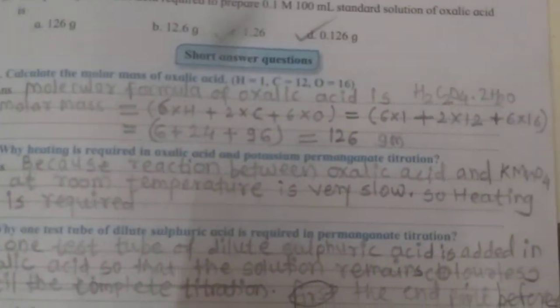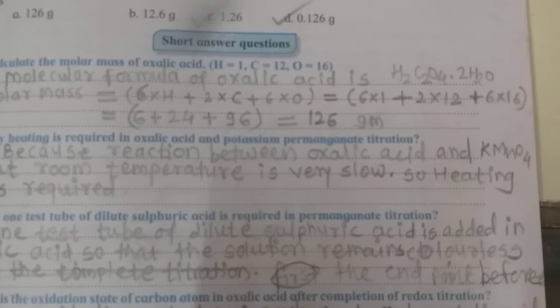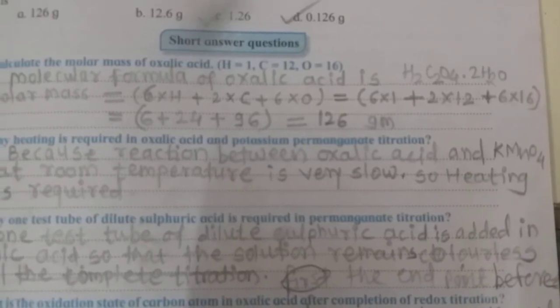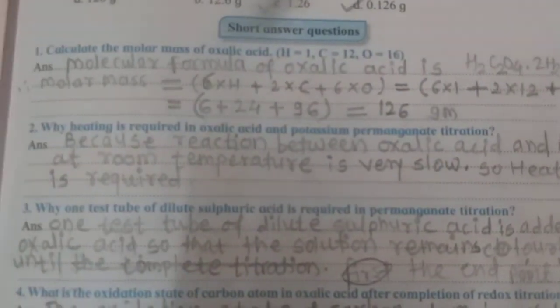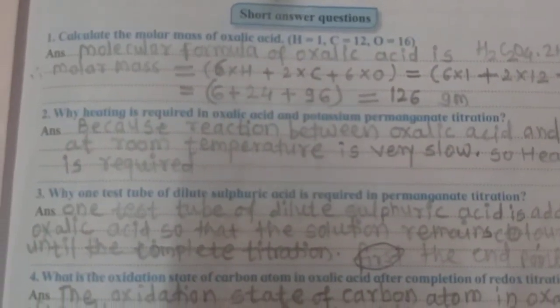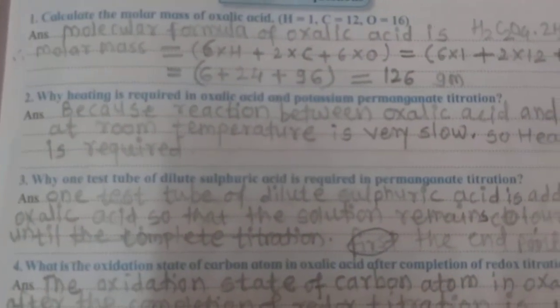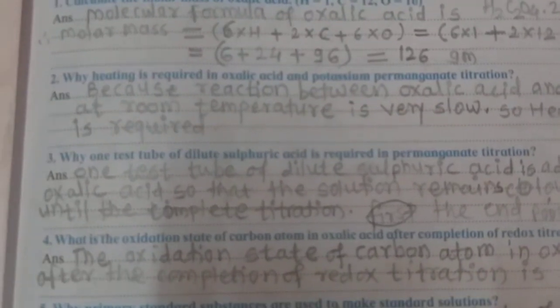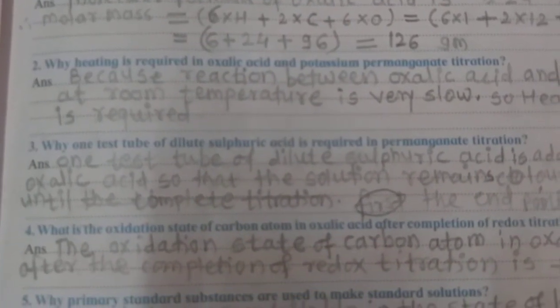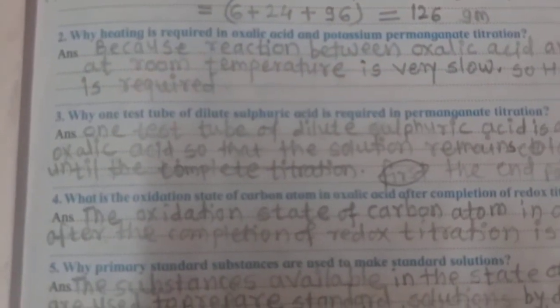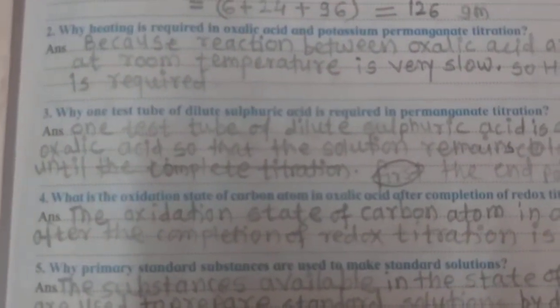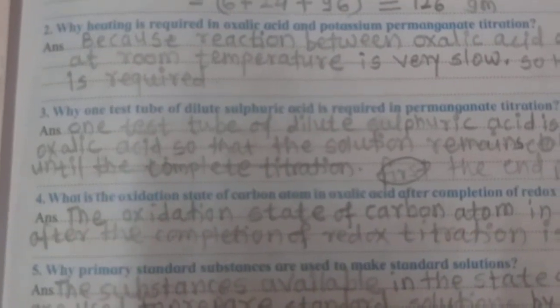And to calculate the molar mass, you have to do this type of calculation. Now 126 gram is the molar mass of oxalic acid. Again some short answer questions are there. Why is heating required in the oxalic acid and potassium permanganate titration? Because the reaction between oxalic acid and KMnO4 solution is very slow.